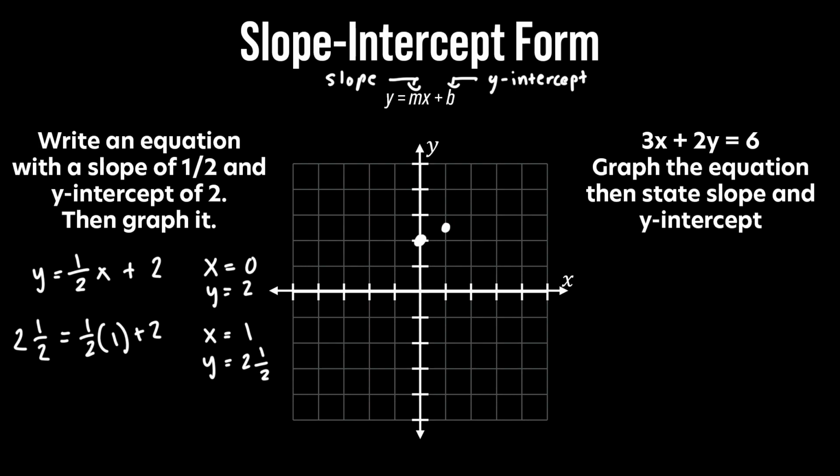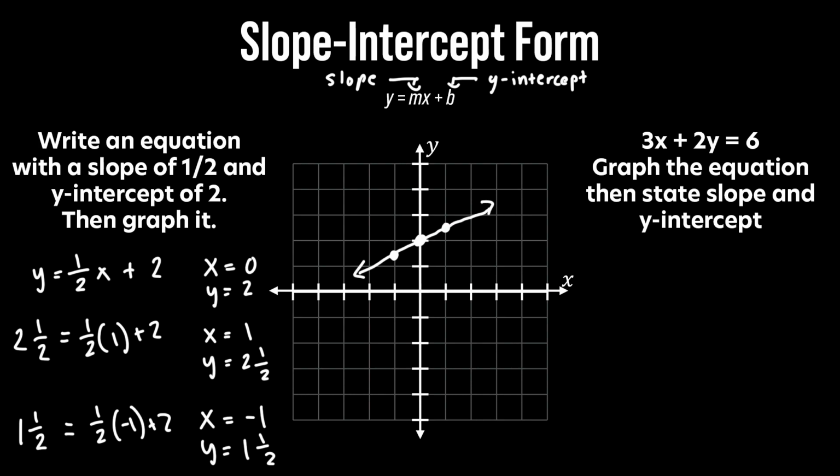And let's do one more number. Let's do -1. When x is -1, we have 1/2 times -1 plus 2. And that's going to be equal to 1 and 1/2. So y is going to be equal to 1 and 1/2. So at -1, we have 1 and 1/2, which is here. So you can already see the line being developed here, and it's going to look something like this, and it's going to extend infinitely outwards.